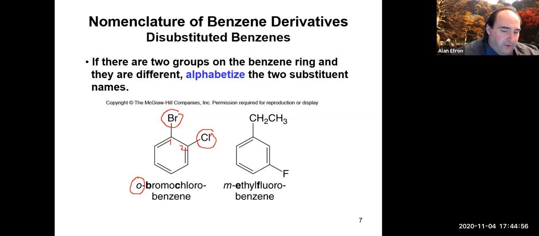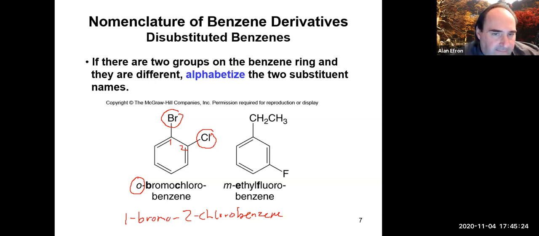So that is ortho-bromo-chloro-benzene, or 1-bromo-2-chloro-benzene. Again, without using the ortho, you could put the numbers in. Here we have basically fluoro and ethyl.